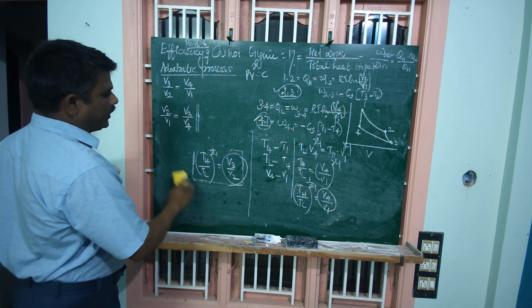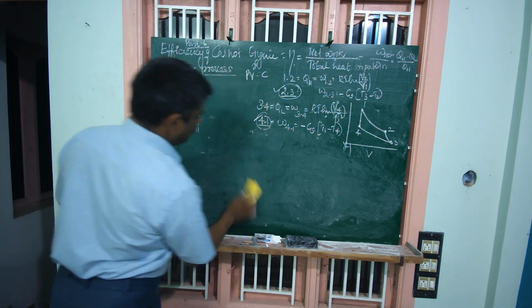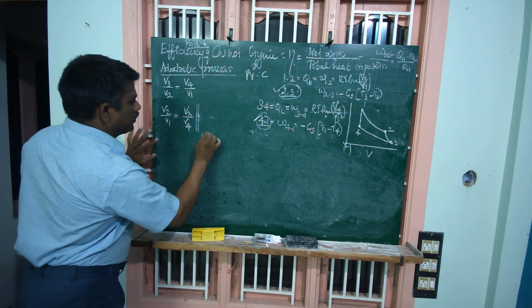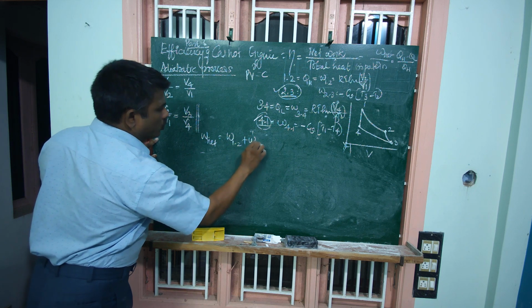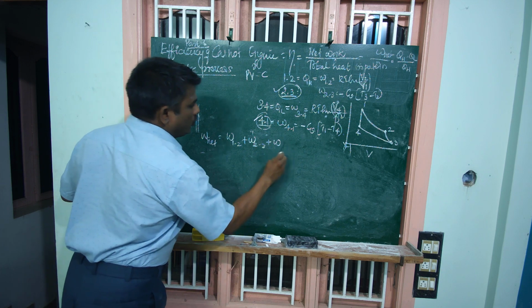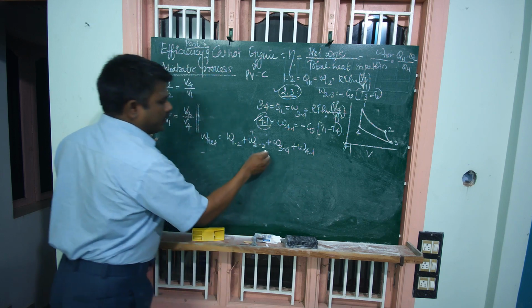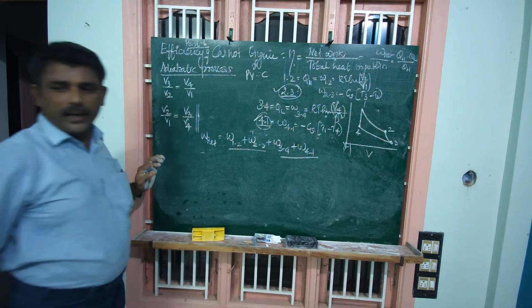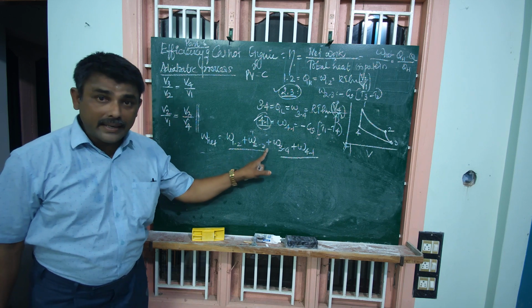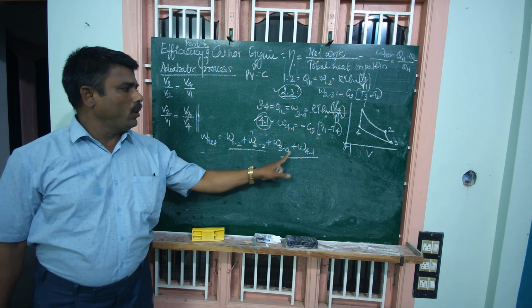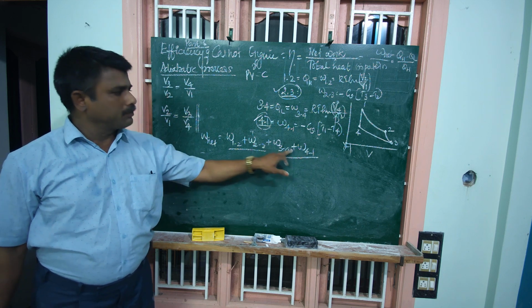Now I am going to calculate the efficiency of the heat engine. That means work net, W net, is equal to W1 to 2 plus W2 to 3 plus W3 to 4 plus W4 to 1. Listen students, most of the textbooks use W1 to 2 plus W2 to 3 minus W3 to 4 minus W4 to 1. But I am writing plus plus.